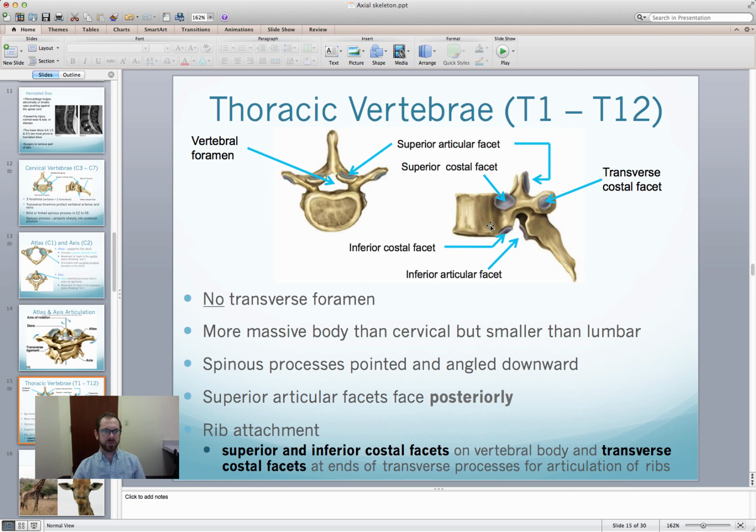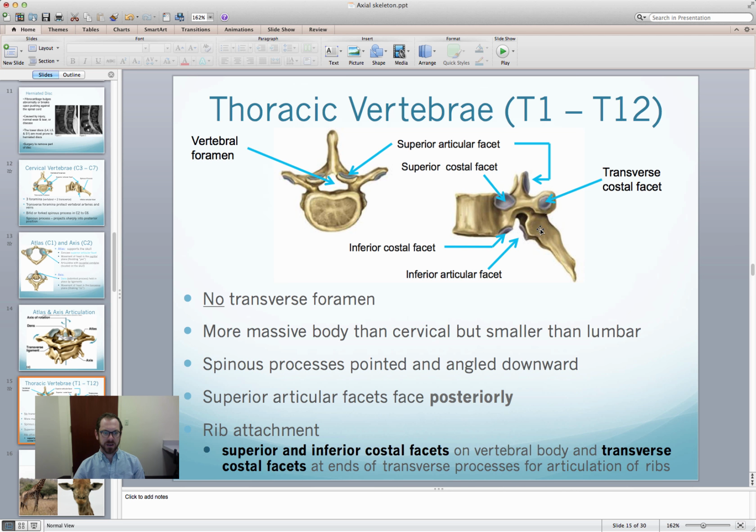Now moving into the thoracic vertebrae. This is, again, the region just inferior to your cervical vertebrae. We notice right away that we have a vertebral foramen here, but we have lost those transverse foramen. So these do not have a transverse foramen. That is unique to cervical vertebrae.